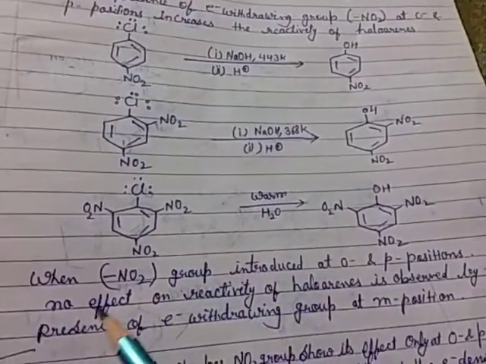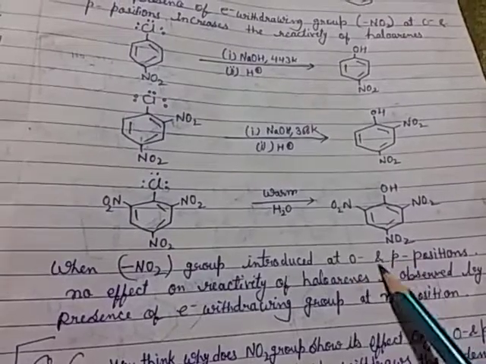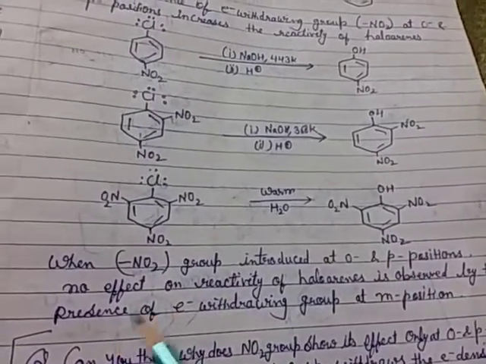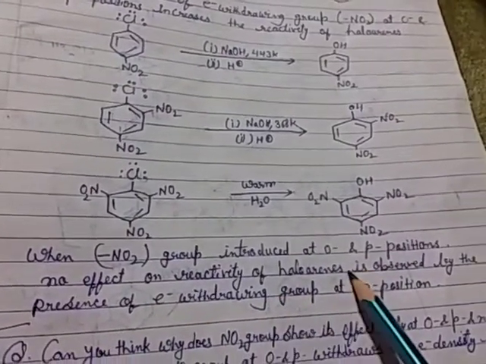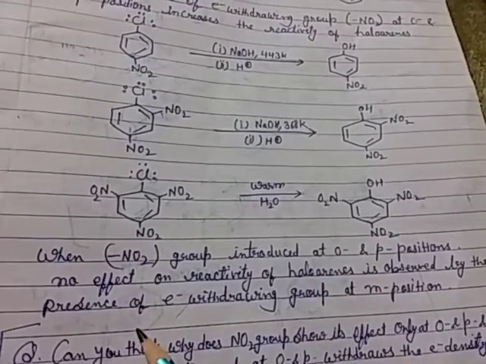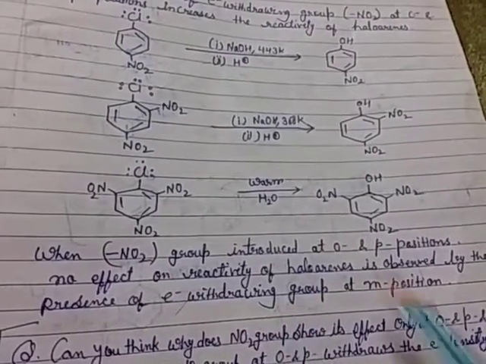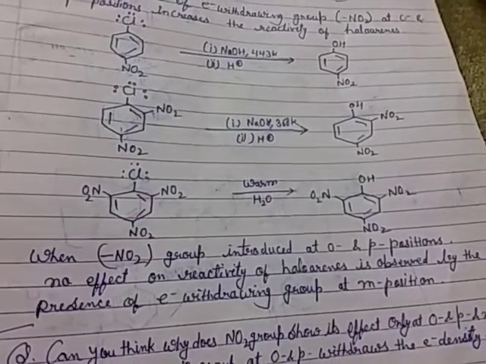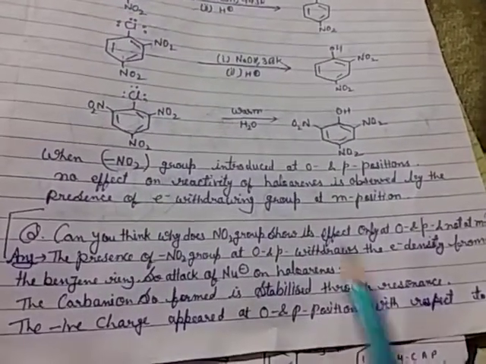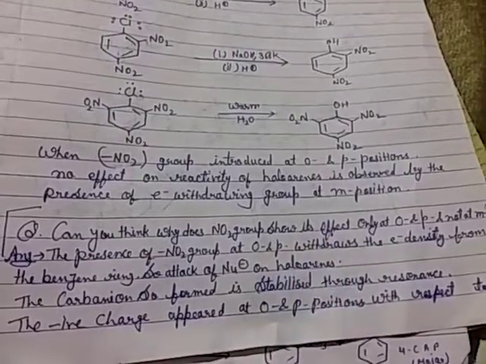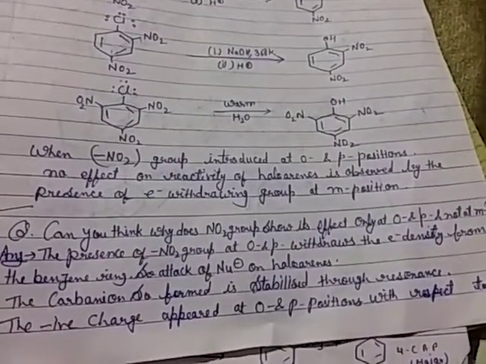When an NO2 group is introduced at the ortho and para positions, reactivity increases, but no effect on the reactivity of haloarenes is observed with an electron withdrawing group at the meta position. Question: can you think why the NO2 group shows its effect only at ortho and para, not at meta?